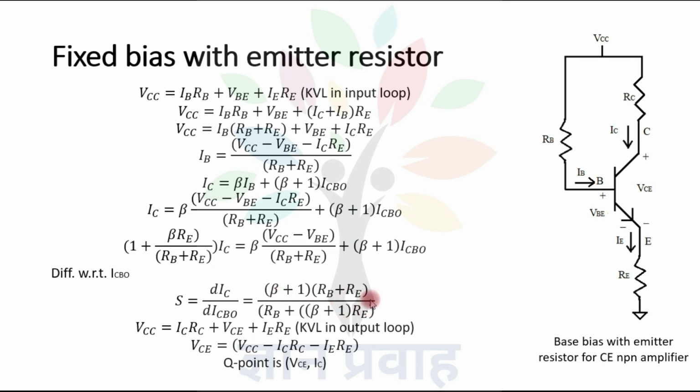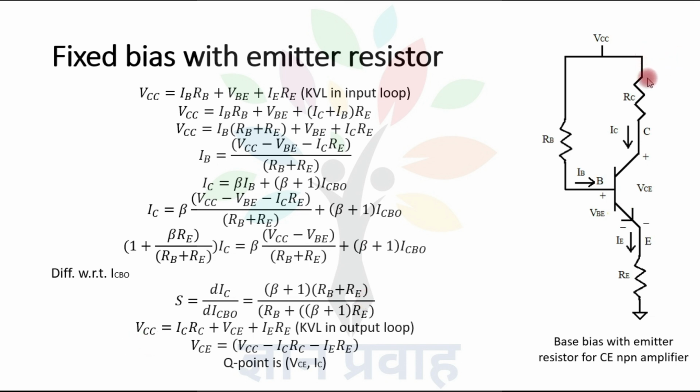From this equation we can see that the stability factor is improved as compared to fixed bias because of the addition of this RE resistance. If (beta plus 1) RE is large as compared to RB, then we can ignore the value of RB. If we ignore RB, the (beta plus 1) factors cancel out and S is RB upon RE plus 1. So the stability factor in this case is nearly equal to 1.